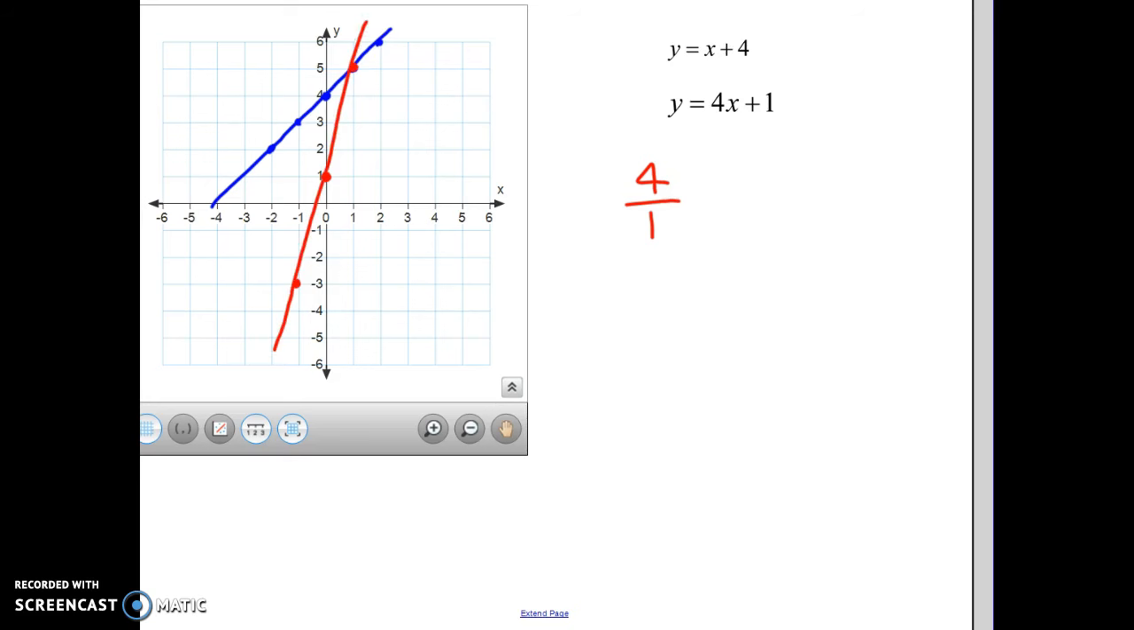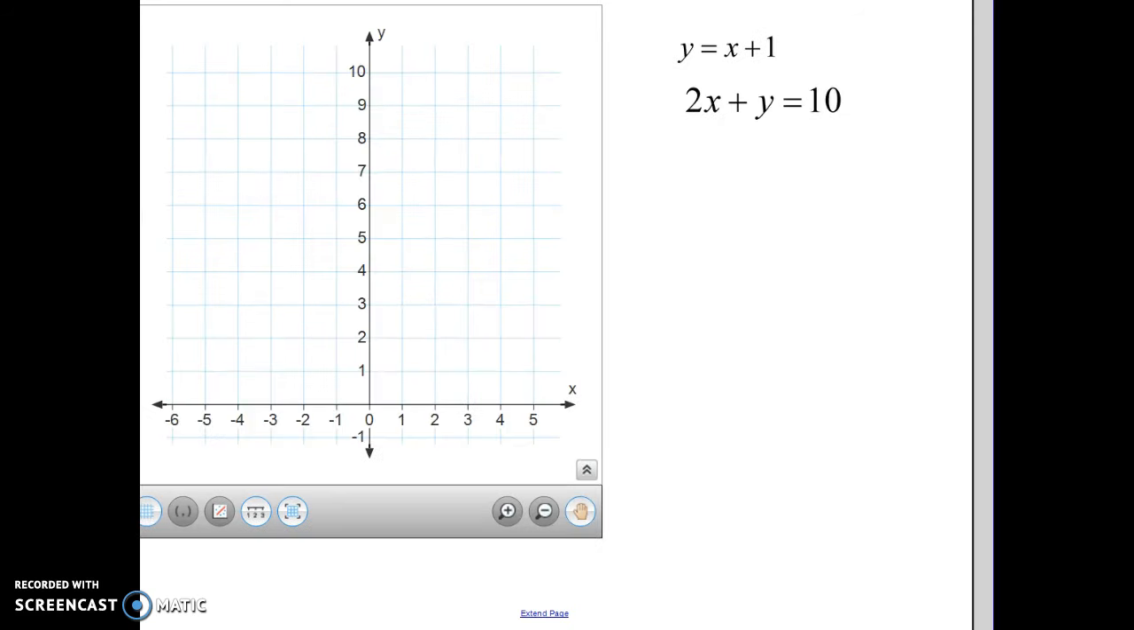Okay, and I'm looking for the intersection point. This time, had my line been drawn a little straighter, my intersection would clearly be at that point. I write my solution as a coordinate, x value 1, y value 5. I always write a coordinate with the x value first.